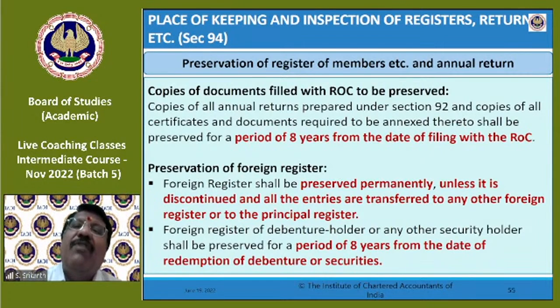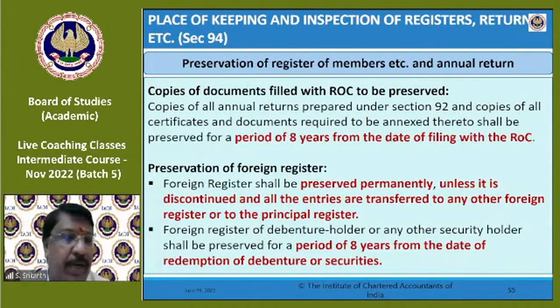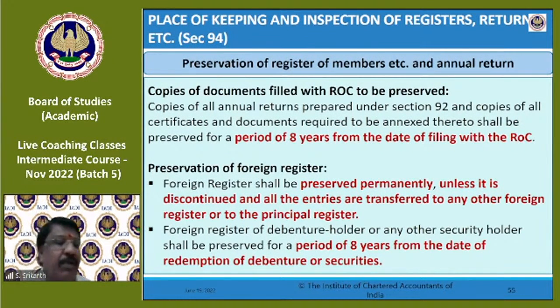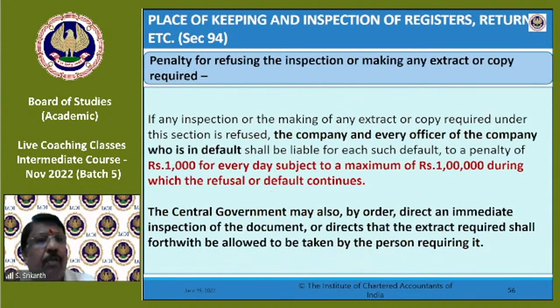Any document filed with the ROC also should be preserved for a period of 8 years from the date of filing with the ROC. Right? Foreign register of members shall be preserved permanently till it is discontinued. Then it will be transferred to the principal register. Foreign register of debenture holders, 8 years from the date of redemption, similar to normal register.